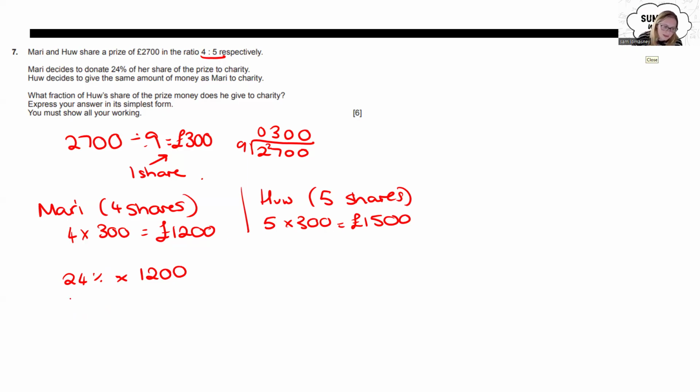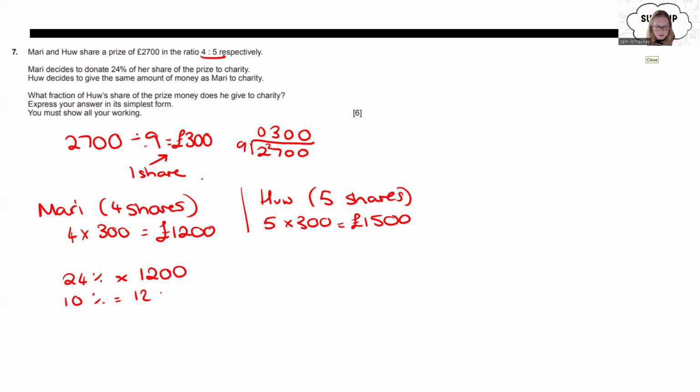Now, there's plenty of ways you can do this. Most people are going to find 10% and then double it, find 1%, times by 4. Some people are going to find 25% and then find 1%. There are so many different ways. I could write them all down, but I'm not. As long as you get the answer, you've done fine. If you don't get the answer, use my method maybe, whatever works best.